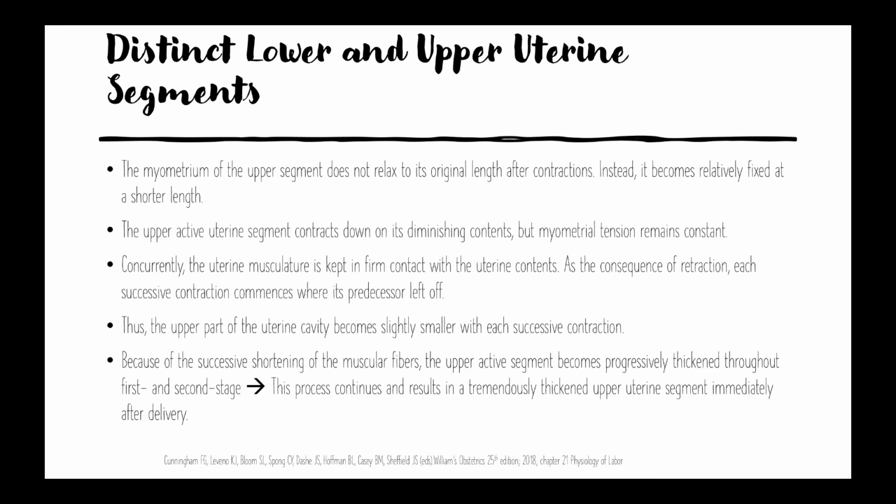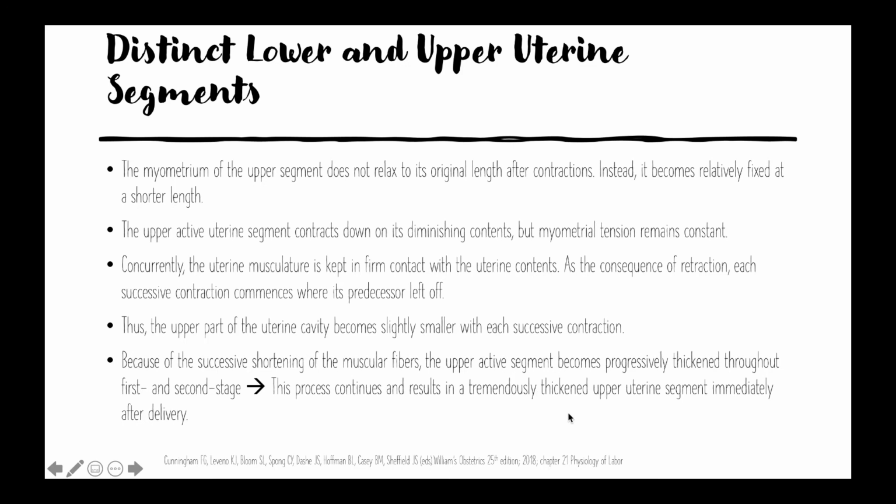The myometrium of the upper segment does not relax to its original length after contractions, and instead it becomes relatively fixed at a shorter length. The upper active uterine segment contracts down on its diminishing contents, but the myometrial tension remains constant. And concurrently, the uterine musculature is kept in firm contact with the uterine contents. As a consequence of retraction, each successive contraction commences where its predecessor left off. So the upper part of the uterine cavity becomes slightly smaller with each successive contraction.